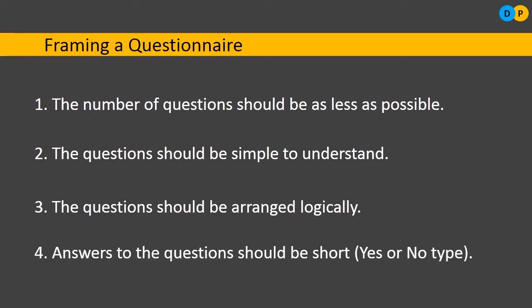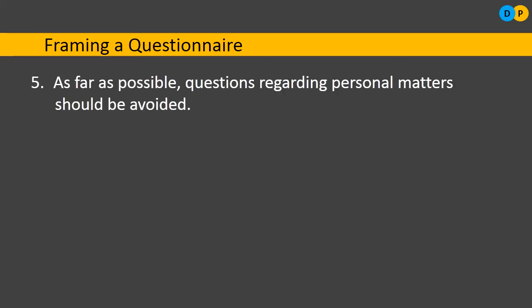Next, the fourth thing is that answers to the questions should be short. I mean to say, as far as possible, the answer can be in terms of yes or no, true or false, or else just ticking a particular checkbox, or writing a short one word. These types of questions need to be taken up in the questionnaire. Next, the fifth point is that, as far as possible, questions regarding personal matters should be avoided. In the questionnaire, we should not go for personal questions. As much as possible, we need to avoid all these personal matters.